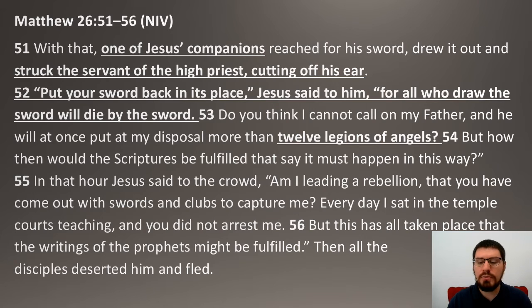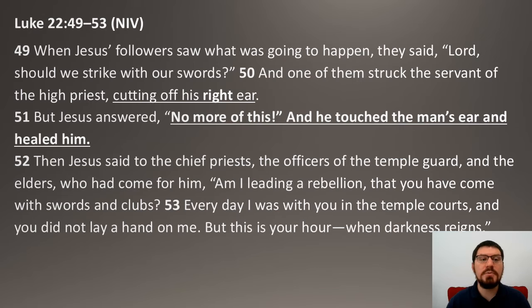Now let's notice Luke's gospel. In Luke chapter 22, verses 49 through 53, we notice a few more things about it. In verse 50, we see that one of them struck the servant of the high priest, cutting off his right ear. Interestingly enough, we find out what ear it is. I don't know exactly why Luke felt the need to focus on that. We do know that Luke is a doctor, so he does seem to pay a little attention, like in the book of Acts, whenever he talks about a man who is healed and he can walk again, he says his ankles were restored.